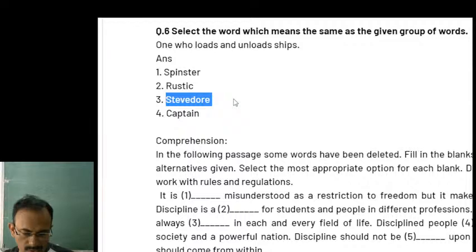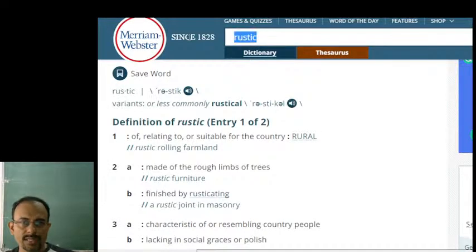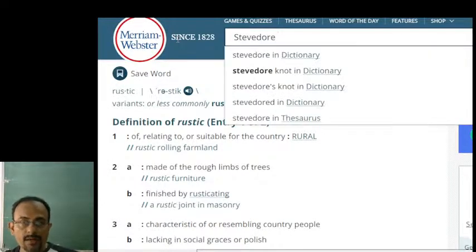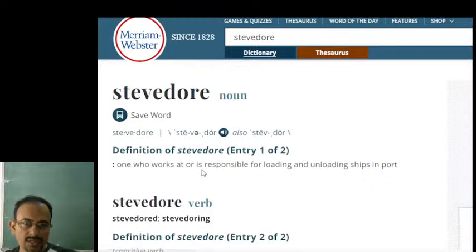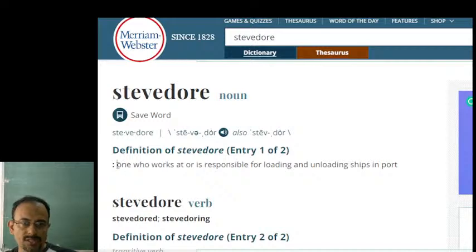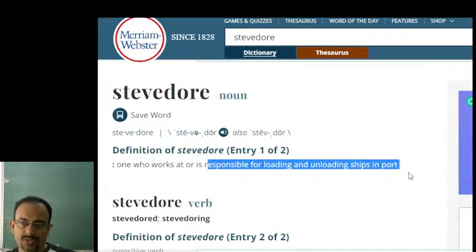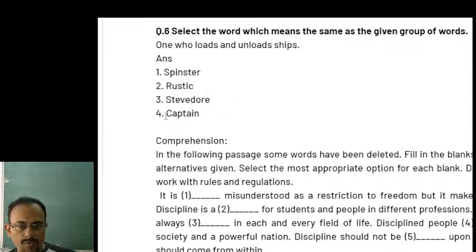Now, stevedore. What is the meaning of stevedore? The meaning of stevedore is one who works at or is responsible for loading and unloading ships in port. So that is what a stevedore is all about. You've got a new word today. So many words you've got, of course. Captain, do you know? Captain: one who directs the ship. He is the captain.